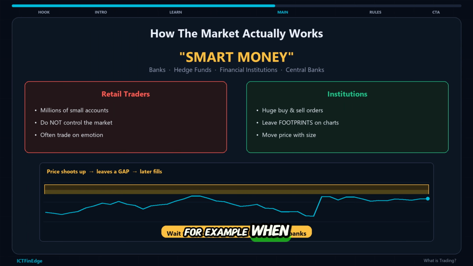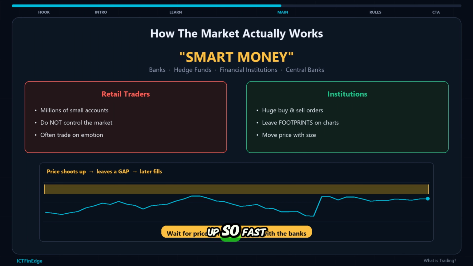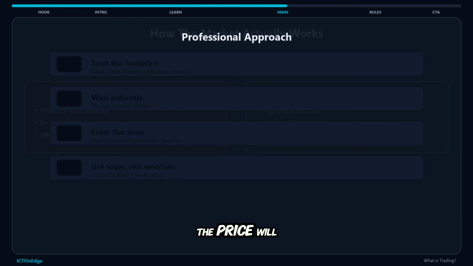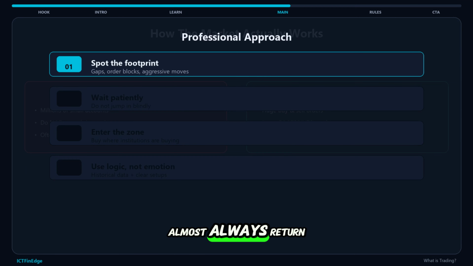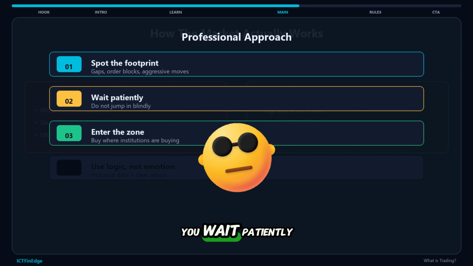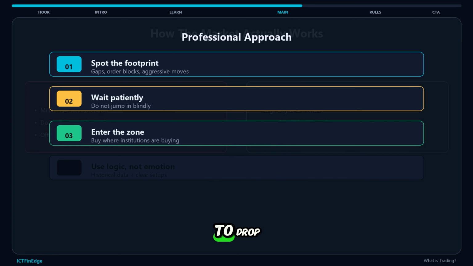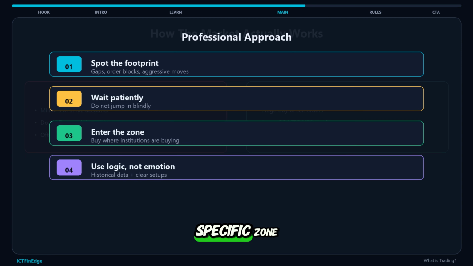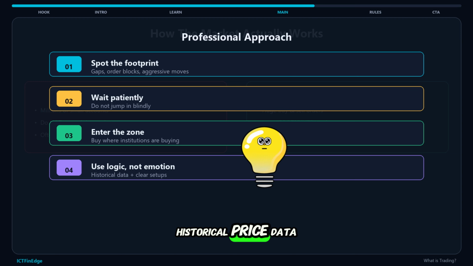For example, when the institution buys heavily, the price shoots up so fast that it leaves behind gaps in the chart. The price will almost always return to fill those gaps later. As a professional trader, you do not jump in blindly. You wait patiently for the price to drop back into the specific zone, and then you buy exactly where the banks are buying. You are using historical price data and logical setups, not emotion.